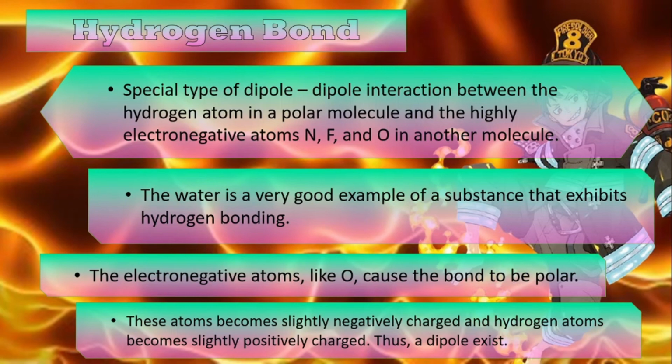The electronegative atoms like oxygen cause the bond to be polar. These atoms become slightly negatively charged, and hydrogen atoms become slightly positively charged. Thus, a dipole exists.